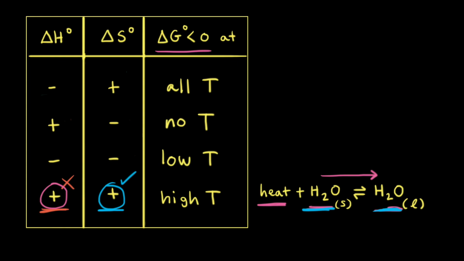And when both signs are positive, our calculations showed us that delta G naught is less than 0 at high temperatures. Therefore, the forward process of melting is thermodynamically favorable at relatively high temperatures. And this matches what we already know from experience. At relatively low temperatures, ice does not melt. However, at relatively high temperatures, ice does melt.